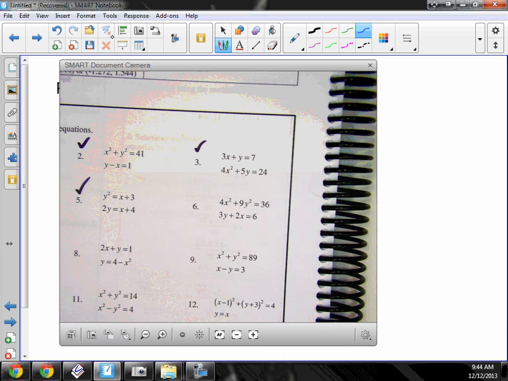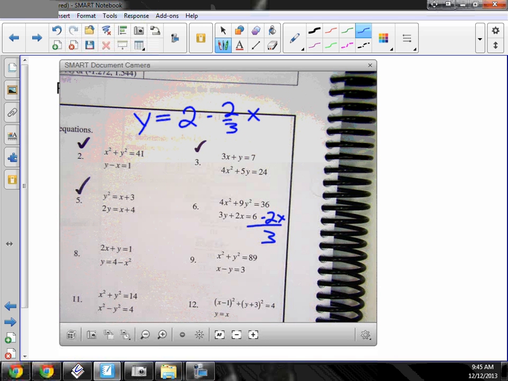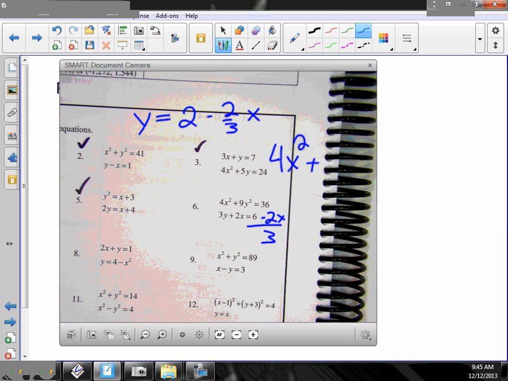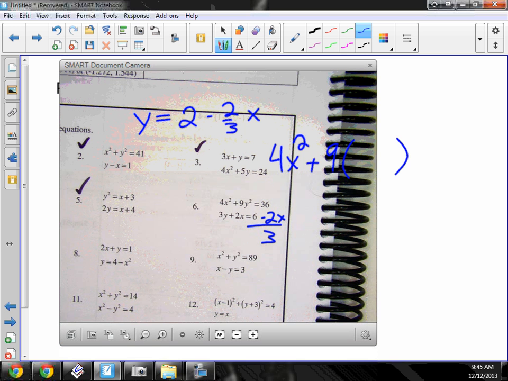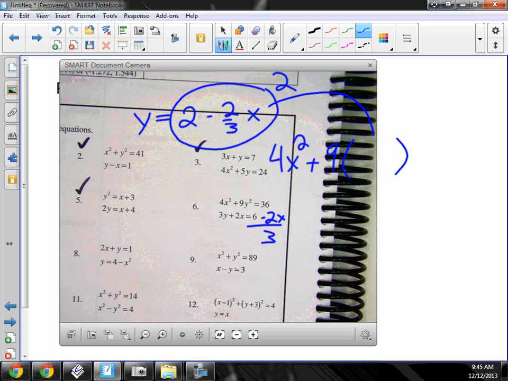So it doesn't matter whether you do x or y. So I'm going to subtract 2x, and I'm going to divide by 3. So y equals 2 minus 2 over 3x. And that's what I plug in for y. So in the top equation, 4x squared plus 9 times, what is the square of this? Well, so I'm going to plug in 2 minus 2/3 x, and I'm going to square it.